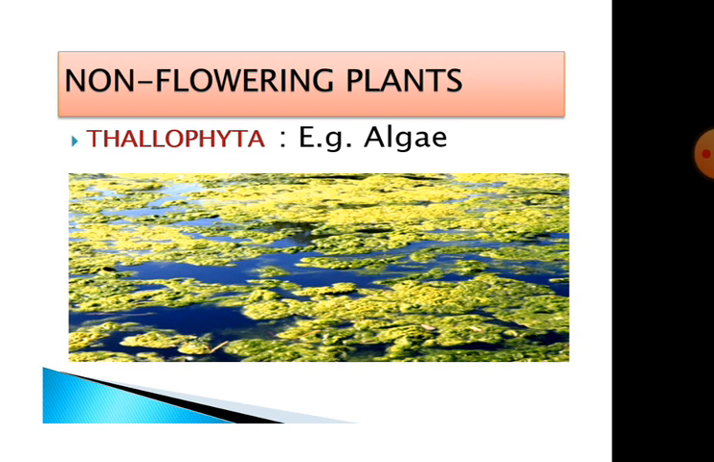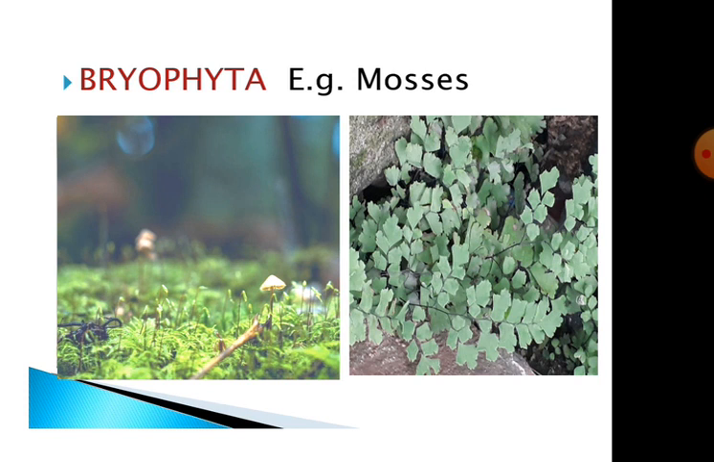For example, algae. Algae are mostly seen on marshy areas or on water. You will find a green-like substance on water, it floats. And on the marshy areas also, these green-like substances are seen. Near the wells, near drains, they are found. They are called algae.